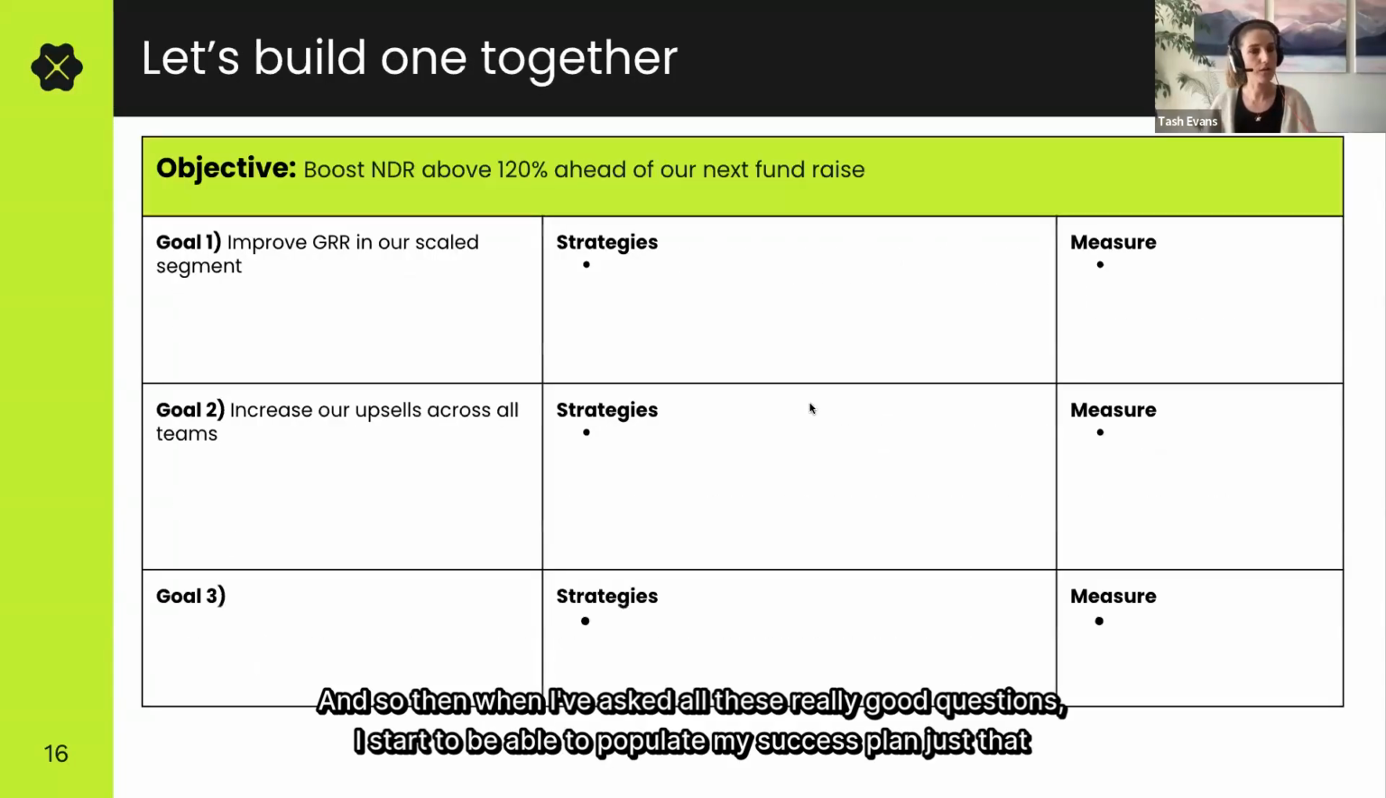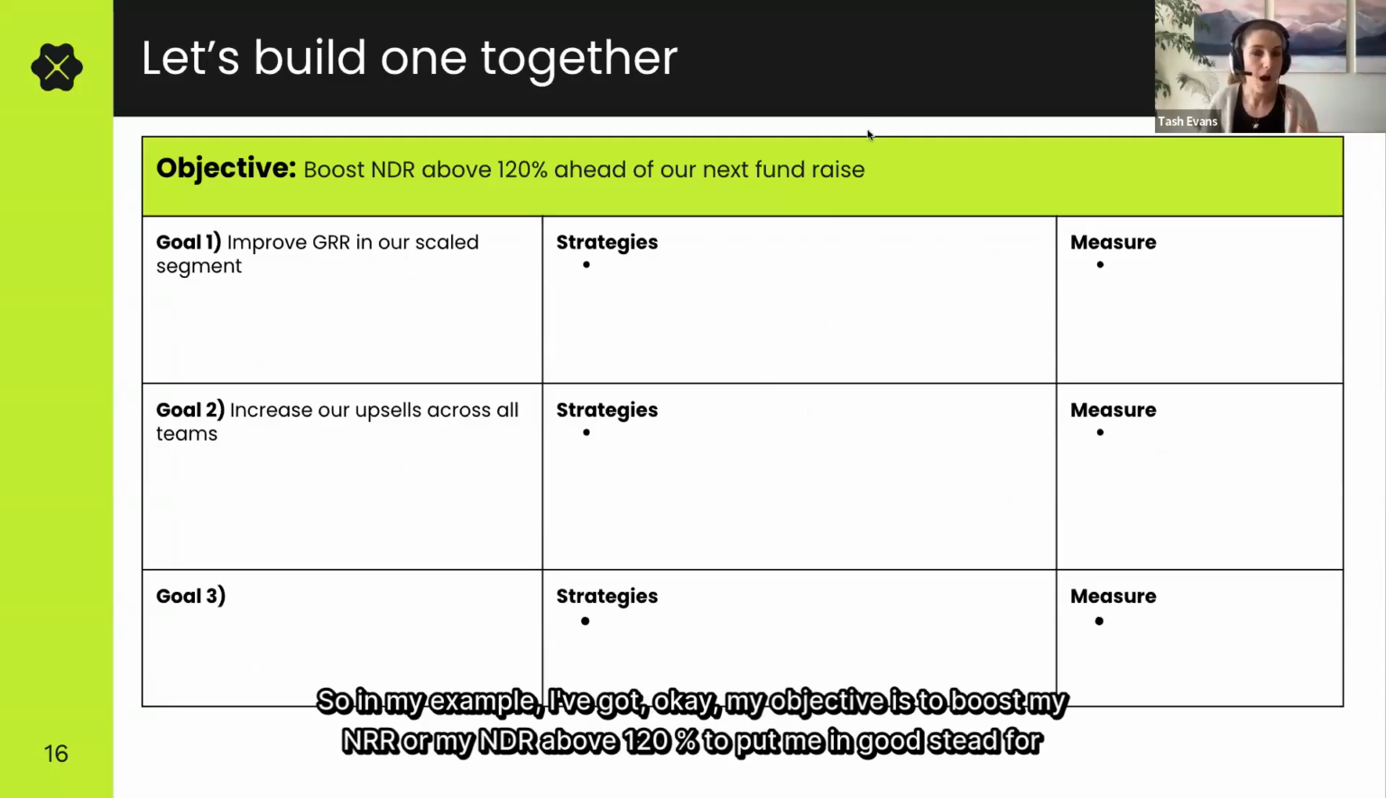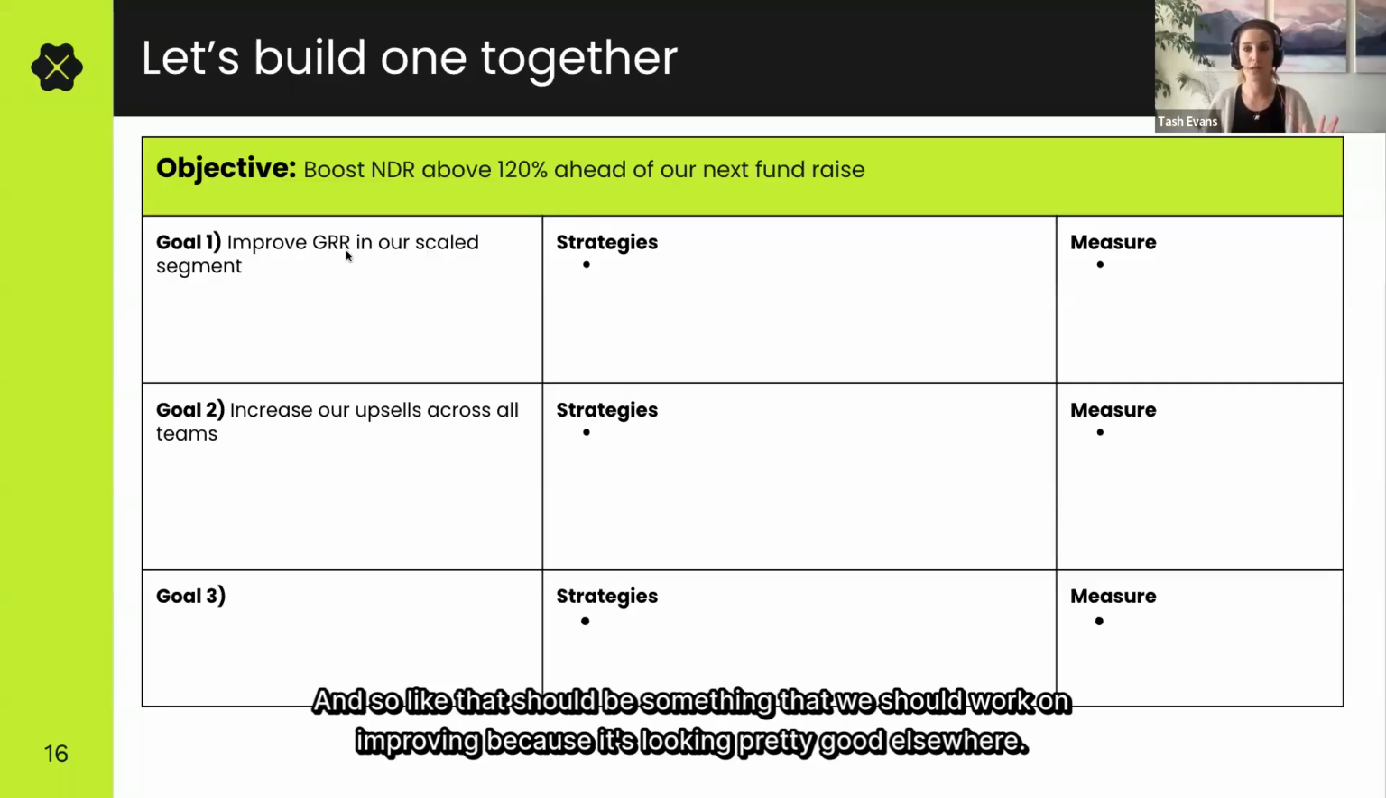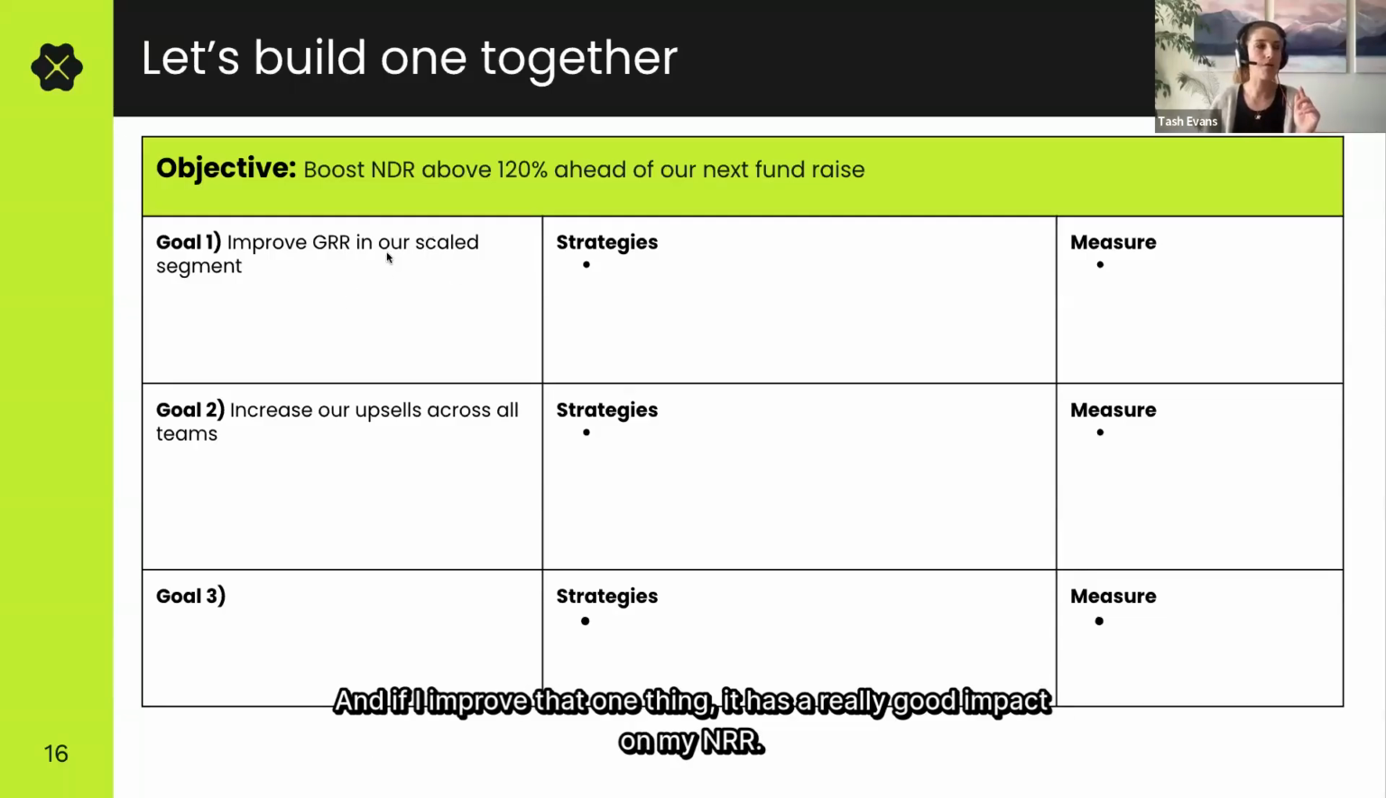And so then when I've asked all these really good questions, I start to be able to populate my success plan just that little bit more. So in my example, my objective is to boost my NRR or my NDR above 120% to put me in good stead for fundraise. Well, the things that are stopping me from getting there right now are my GRR in my scaled segment is not where it needs to be. And so that should be something that we work on improving because it's looking pretty good elsewhere. And if I improve that one thing, it has a really good impact on my NRR.